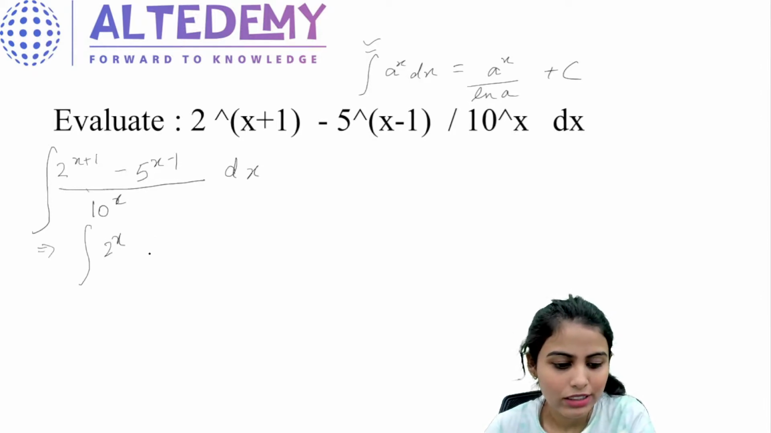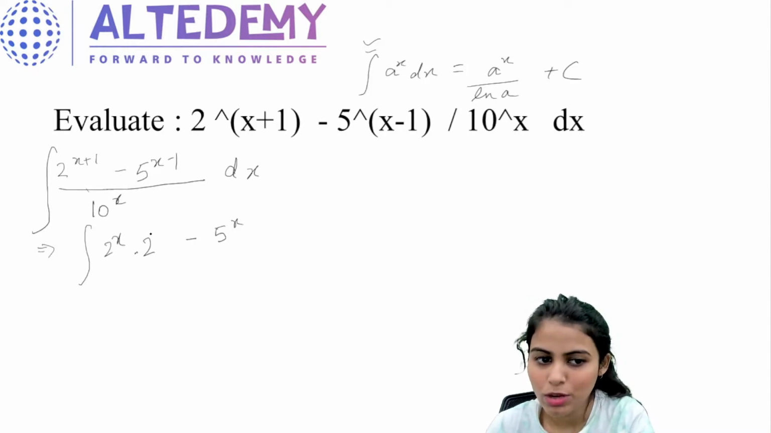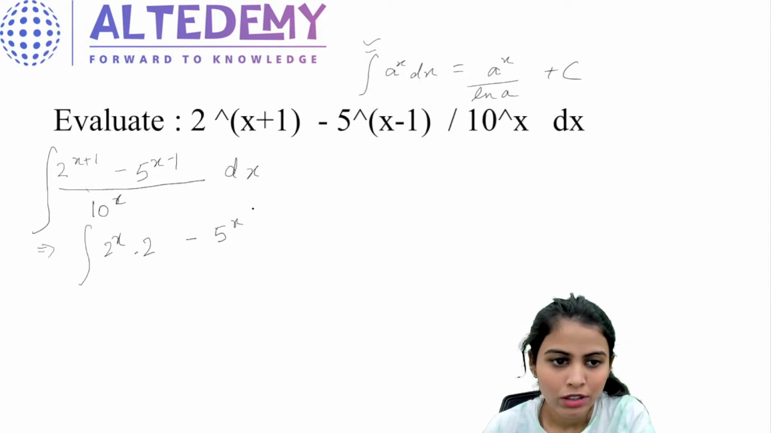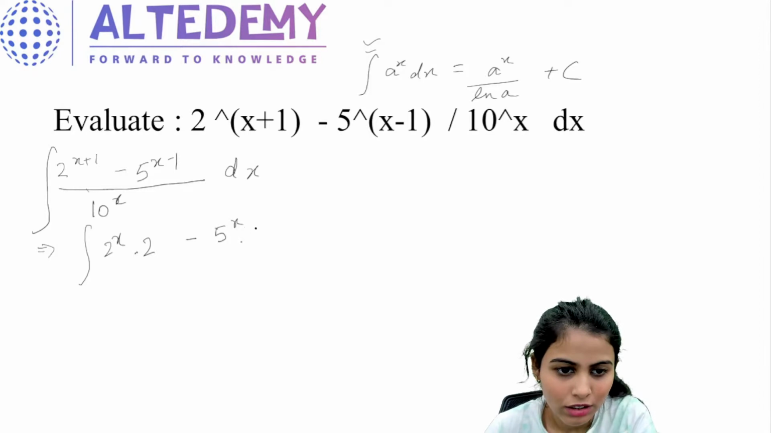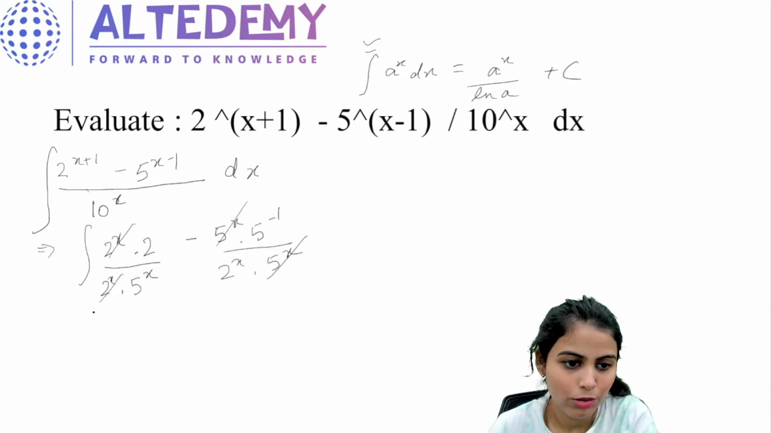2 to the power x. Indices, guys, in class 9th, all of you must have studied this. Power separating: 2 to the power x, 2 to the power 1. Same base, then it becomes 2 to the power x plus 1. So we can break it like this. 5 to the power x, 5 to the power minus 1. We can write this like this. Now, what do we get in the end?